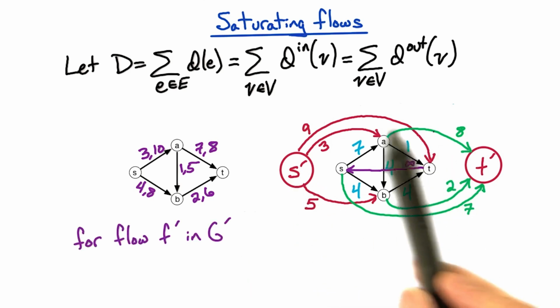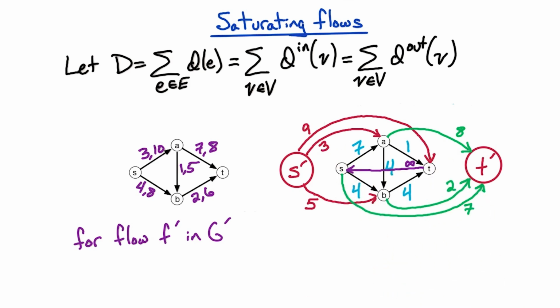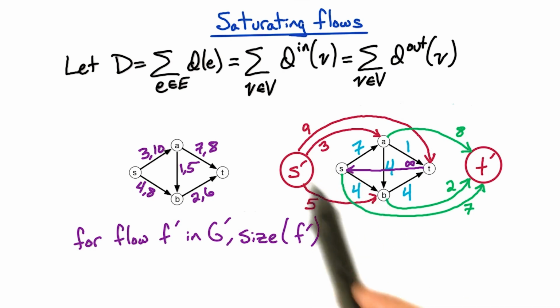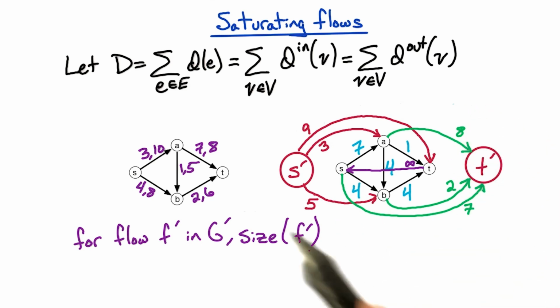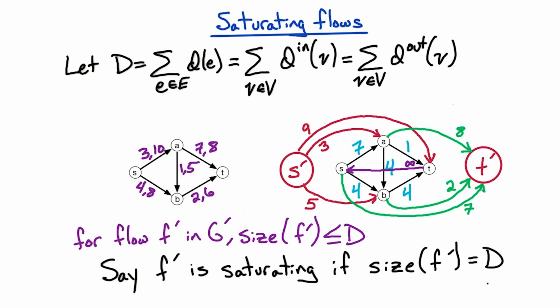So if we look at a valid flow F prime in this new graph G prime that we constructed, what do we know about the size of this flow F prime? We know it's upper bounded by the total capacity out of S prime, or the total capacity into T prime. Both of those quantities are capital D. So the size of this flow F prime is at most capital D. Therefore, we say this flow F prime is saturating if the size of this flow F prime is capital D. This means that this flow F prime is of maximum size.